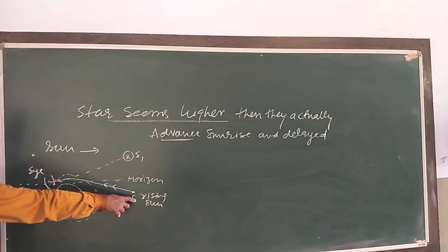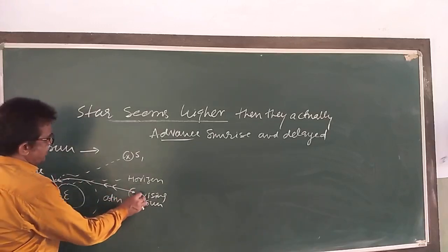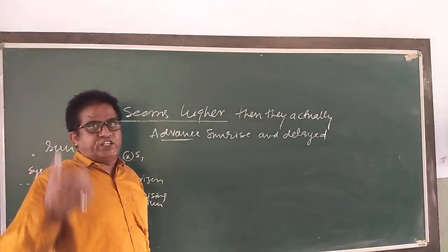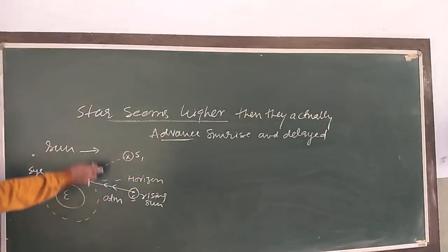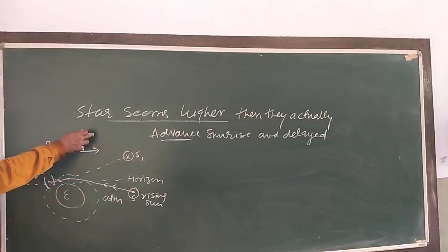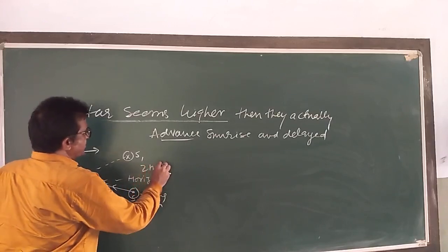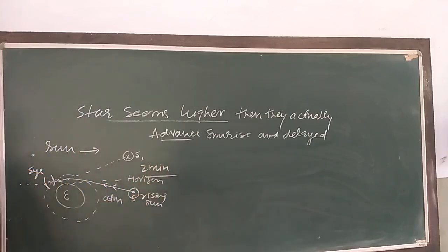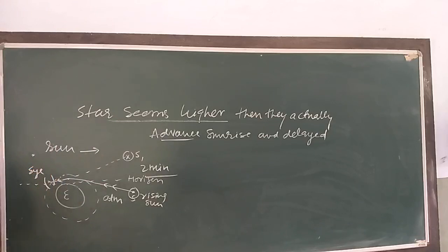The sun S, which is still below the origin, appears to rise to S1, just above the origin. The difference in time involved is 2 minutes. Here, the sun appears to rise 2 minutes earlier.